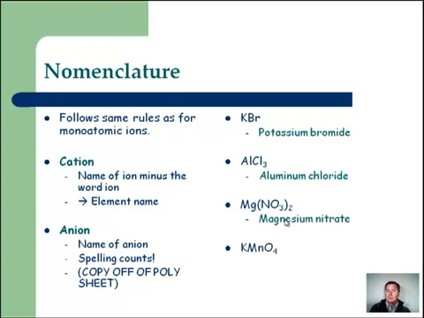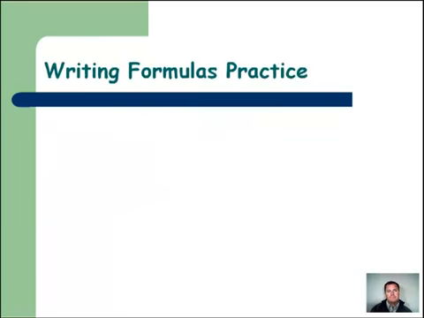How about this one? K, MnO4. This is an interesting one. This is potassium permanganate. MnO4 is permanganate. Spell it right off the chart. Pretty simple. And I think doing the names for your polys is actually easier than doing the binary because you have the names to copy down.